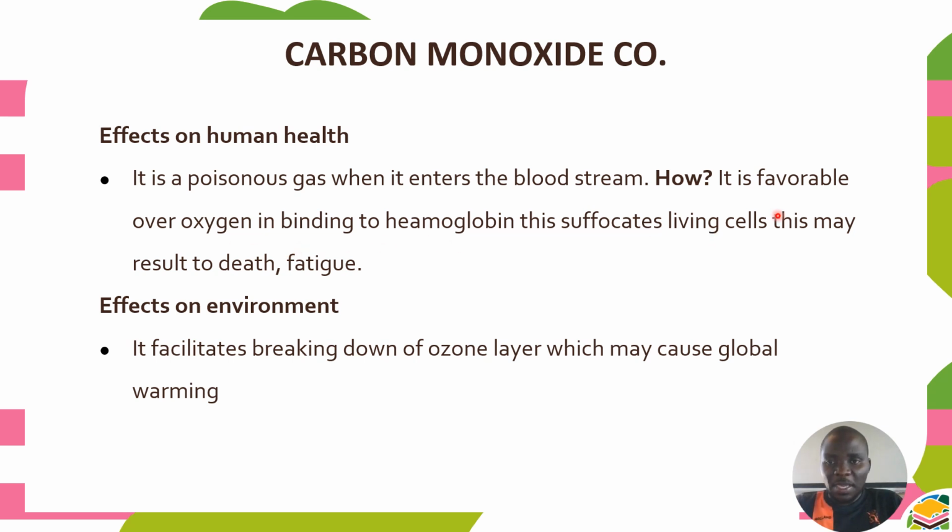It is favorable over oxygen in binding to hemoglobin. What does this statement mean? It means that when carbon monoxide is inhaled, it is the one which is going to be preferable to attach to hemoglobin, unlike oxygen. This reduces the amount of oxygen on hemoglobin. This makes the cells suffocate and can cause death and fatigue. Effects on the environment. It frustrates breaking down of the ozone layer, which may cause global warming.